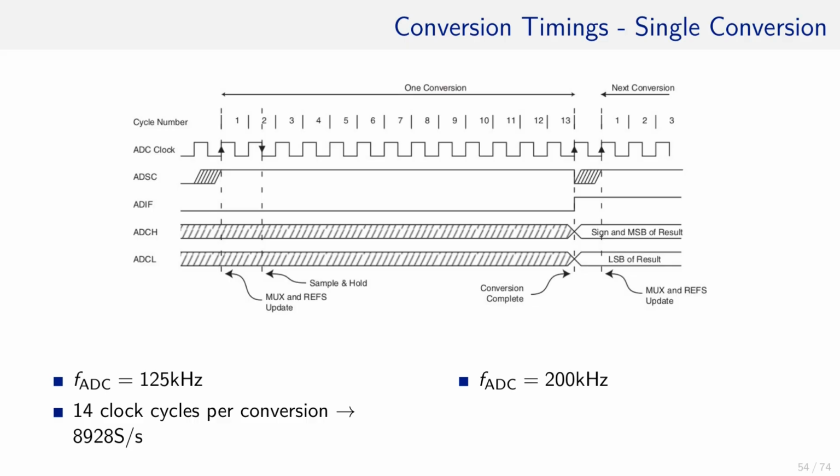But let's tune it a bit. I clocked the ADC at 200 kHz somehow, and by some magic I can even save that single clock cycle in which the ADSC bit is set. So now 200 kHz and 13 clock cycles in total. That means my sampling rate goes up to 15,384 samples per second. Almost an improvement by 70%. But is that the maximum?